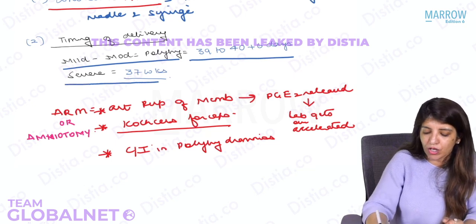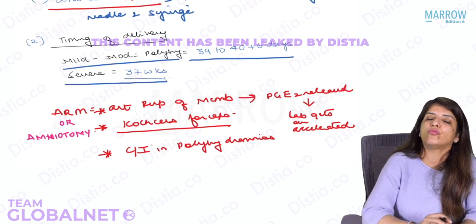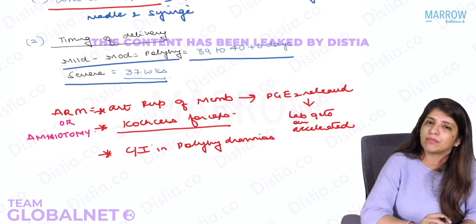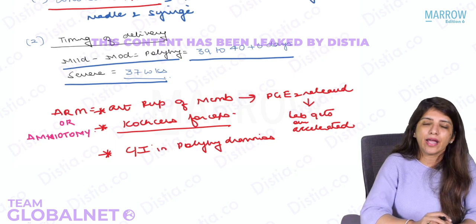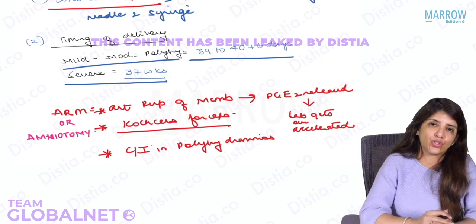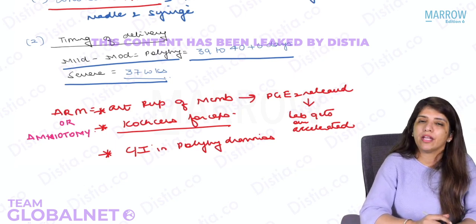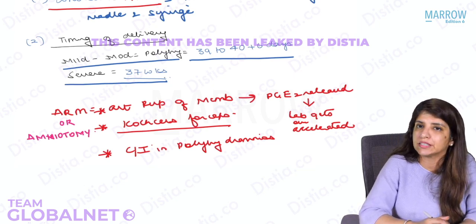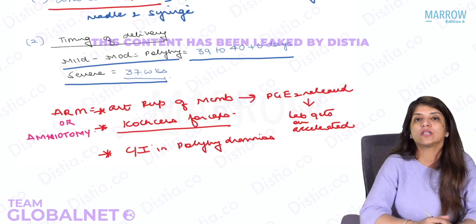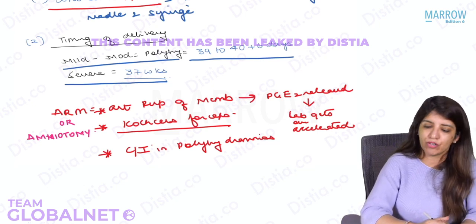And in severe polyhydramnios, I am going to go for delivery at 37 weeks. That means induction of labor at 37 weeks. I am going to start the process of labor in these patients. In mild to moderate polyhydramnios, between 39 to 40 weeks plus 6 days, and in severe polyhydramnios at 37 weeks.